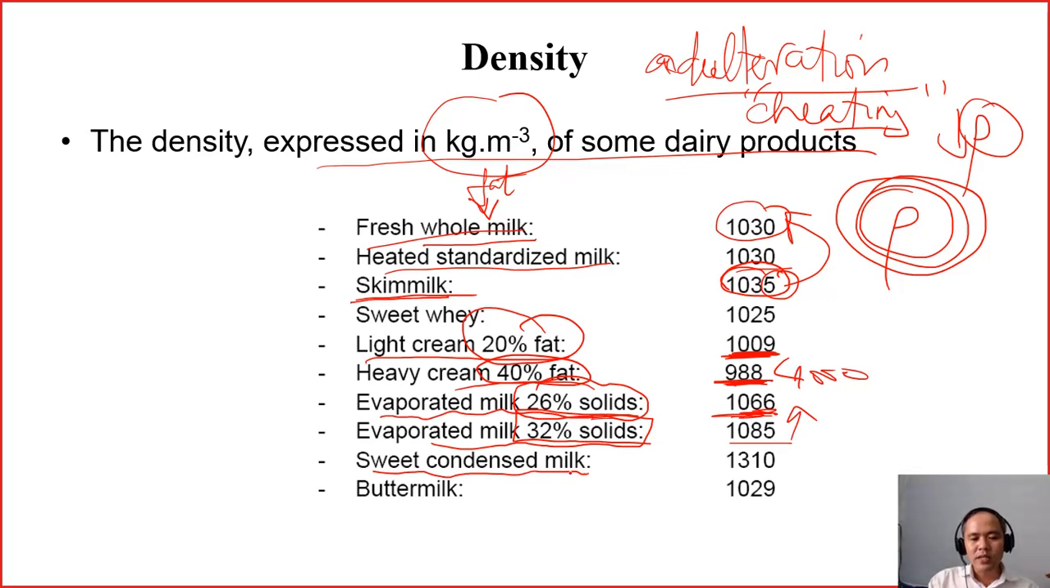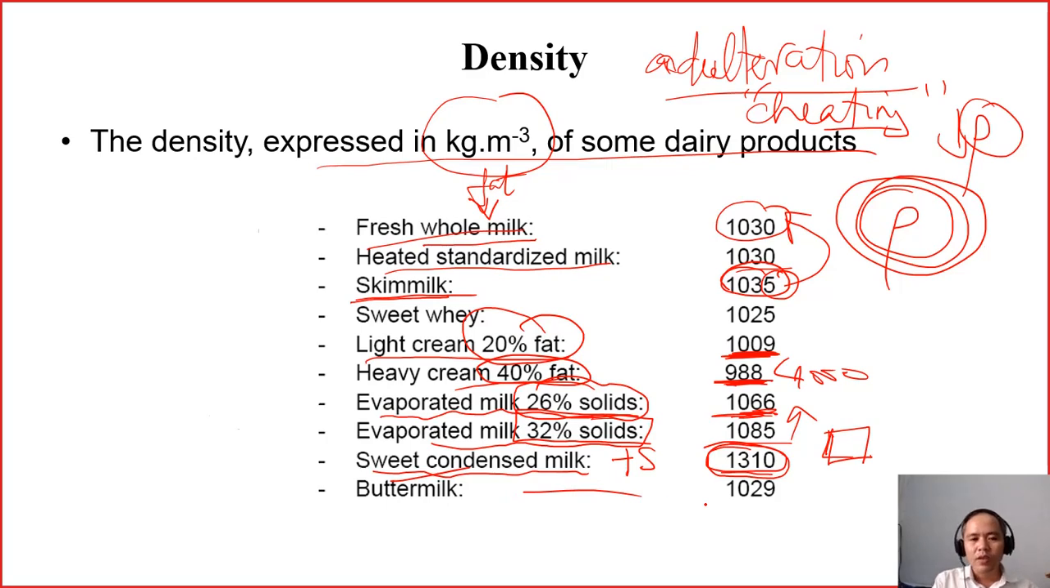Sweetened or sweet condensed milk is a milk after evaporation. People add sugar. When you already remove part of the water and now you even add sugar, which has high density, you see the density of this milk is really high. Now it's 1300 already. So when you hold in your hand a can of sweetened condensed milk, you will feel that it's very heavy, much heavier than water, because the density of sugar is high.